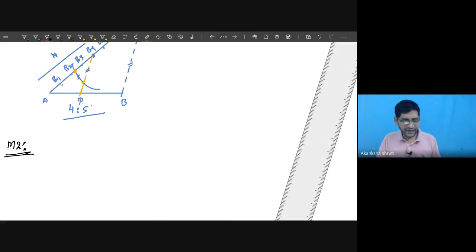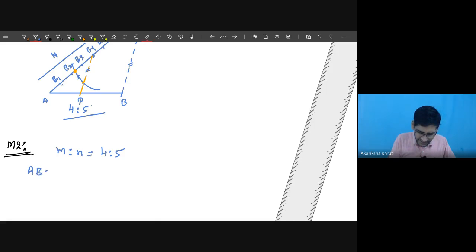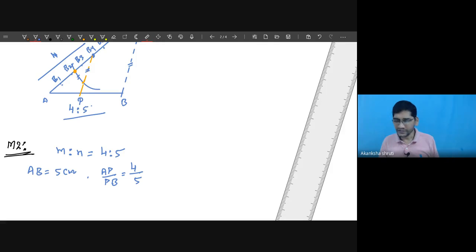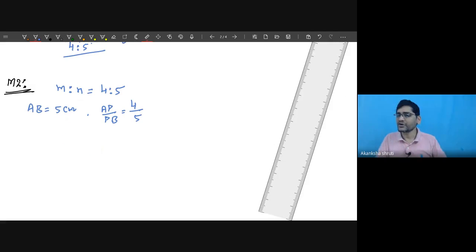Student, in method 2, whatever the ratio M to N is given, it is given as 4:5. Okay, student. So be careful. Here our AB is 5 centimeter. Means we want a point P between AB so that AP is to PB should be 4:5. It is like this one. Okay, student. So how to get it? Again, the concept of similar triangle but applied in a different way.